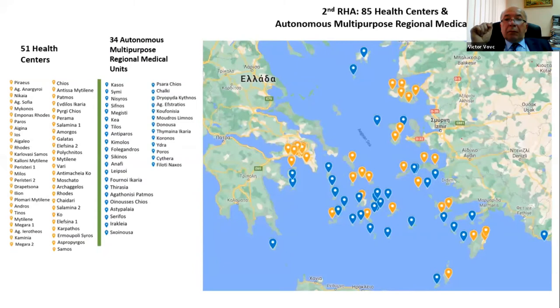And for these reasons, the second regional healthcare authority took the initiative and asked us to create a full electrical medical equipment inventory. And as you can see here, the whole RHA consists of 85 health centers and autonomous multi-purpose regional medical units and thousands more of local healthcare units, that all span across the Aegean Sea, the Piraeus, and the West Athens sector.